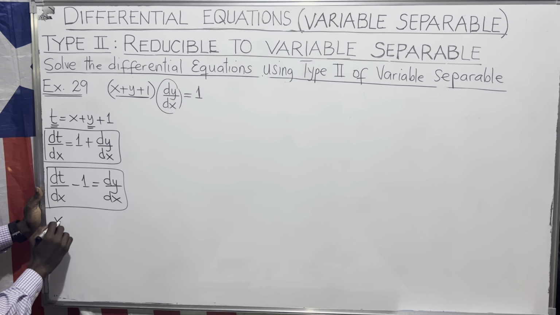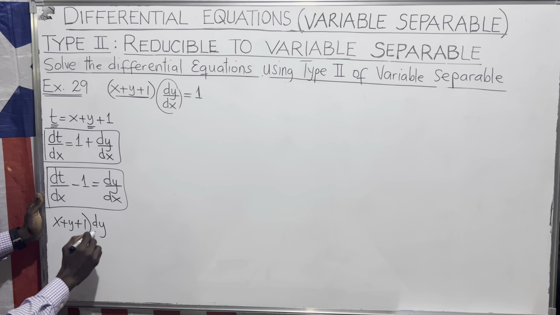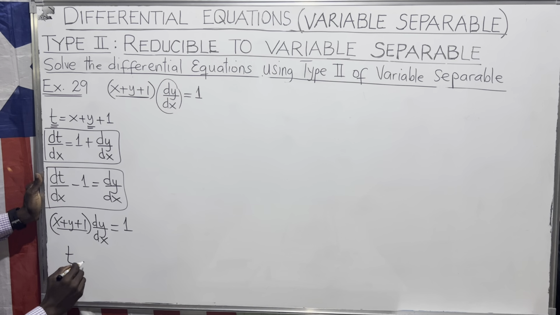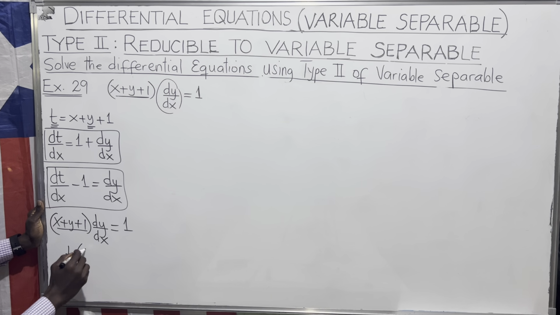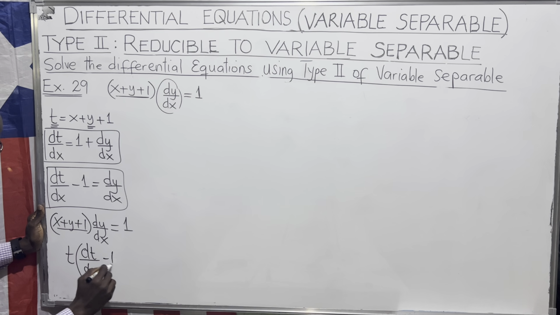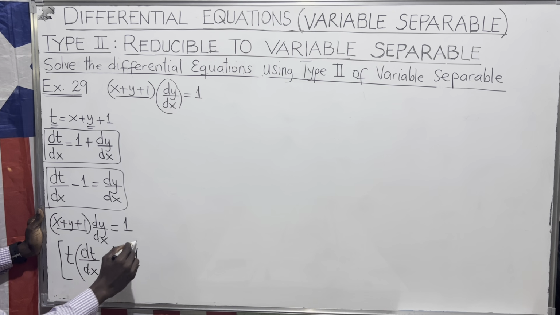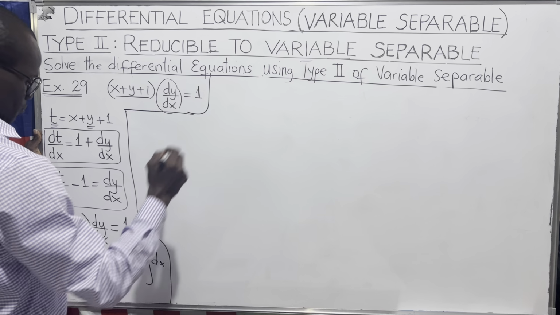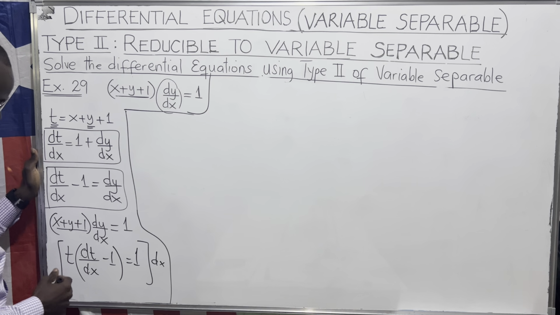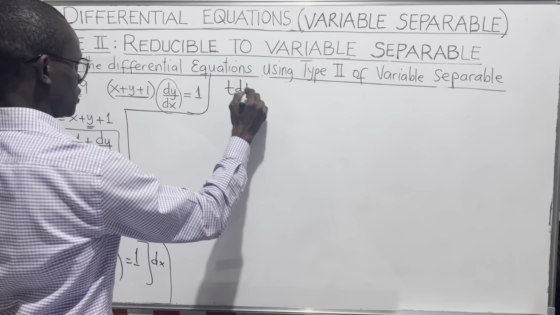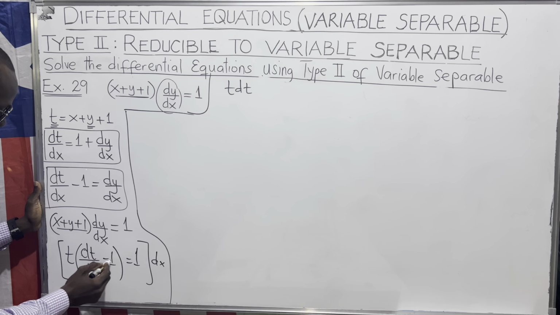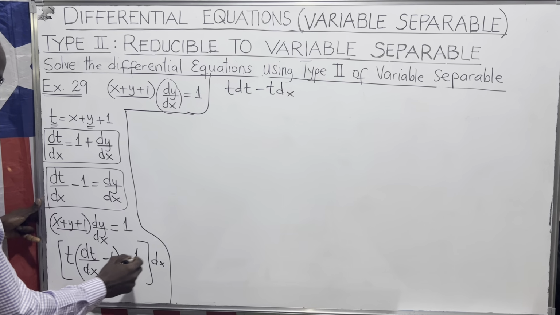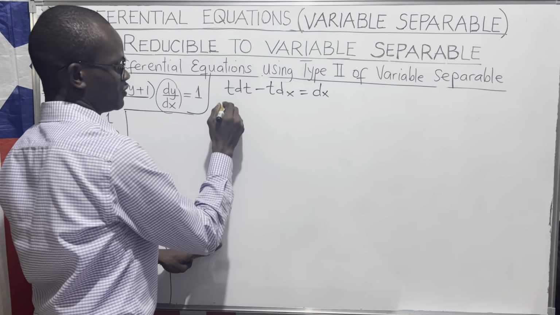Now let's put it in. We have (x + y + 1) dy/dx equals 1. So this is just t, and this dy/dx is dt/dx minus 1, equals 1. So t(dt/dx - 1) = 1. We can multiply the entire thing by dx to get rid of the denominator. So t dt, then t times minus 1 gives us minus t dx, and then 1 times dx is just dx. So we have t dt minus t dx equals dx.